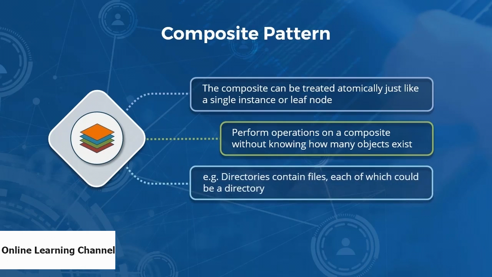A classic example of a composite in the real world is a directory on your local machine. Directories contain files. Files can be thought of as leaf nodes or leaf elements in this tree structure. Directories contain within them other directories, and these other directories may contain files and directories further composed within them.